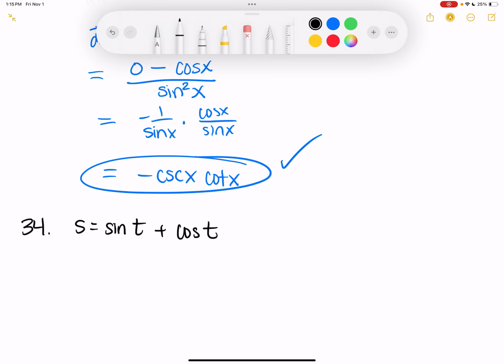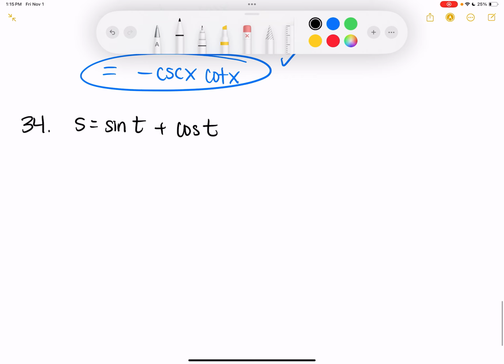All right. Find the body's velocity, speed, acceleration, and jerk at time t. Then find all of those things at time t equals pi over 4.